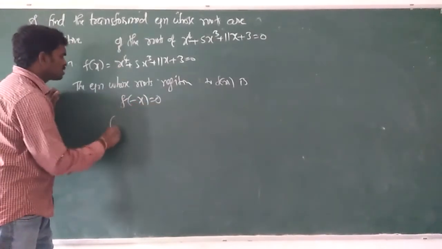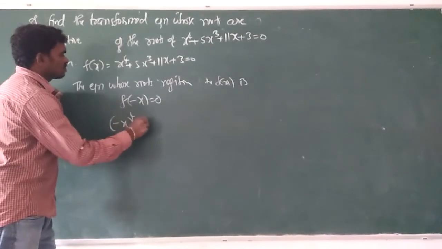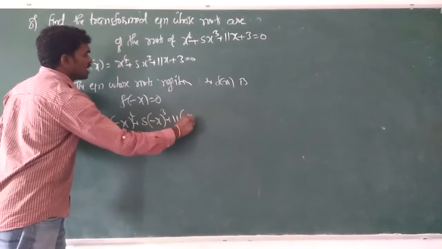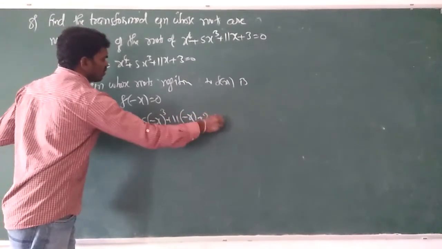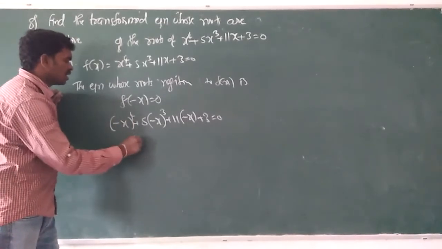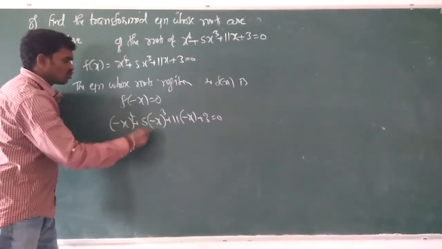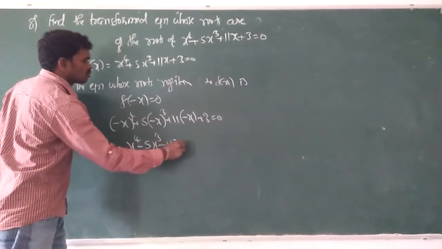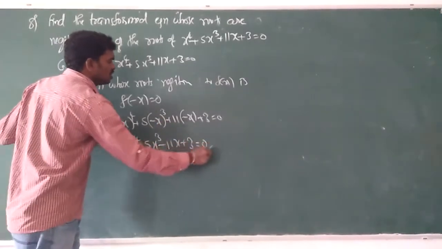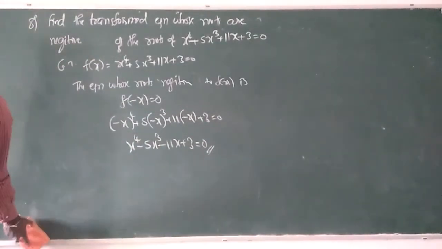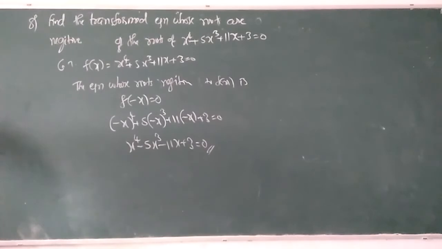Substitute minus x in place of x and simplify. Minus x power 4 is plus x power 4, it becomes that. Minus x power 3 means minus, so minus 5 into x cube, plus 11 into minus x, minus 11x, plus 3. That's it, completed this solution. Is it easy or not? 8 questions are completed. Now just 3 more questions are there.